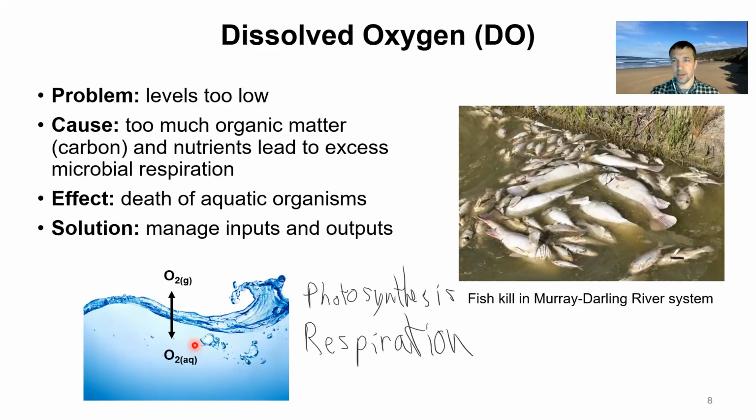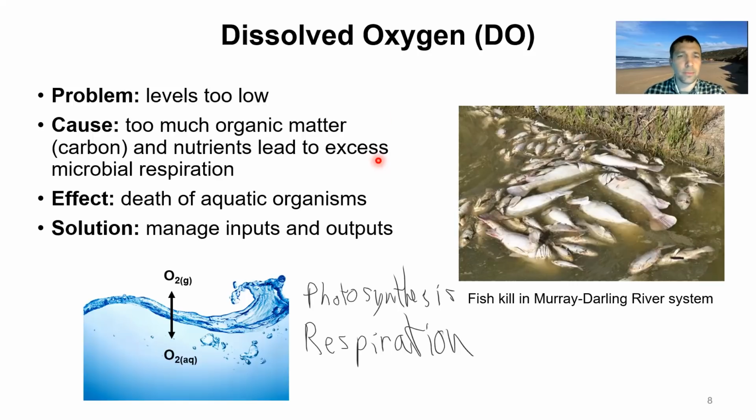There's actually a variety of respiration metabolisms, but aerobic respiration is the most common one, which couples the consumption of oxygen to organic matter. Okay, so anytime we have excess organic matter and usually excess nutrients as well, that leads to an increase in the amount of respiration occurring, and oxygen levels can plummet. And the consequence of that is that aquatic animals essentially suffocate.